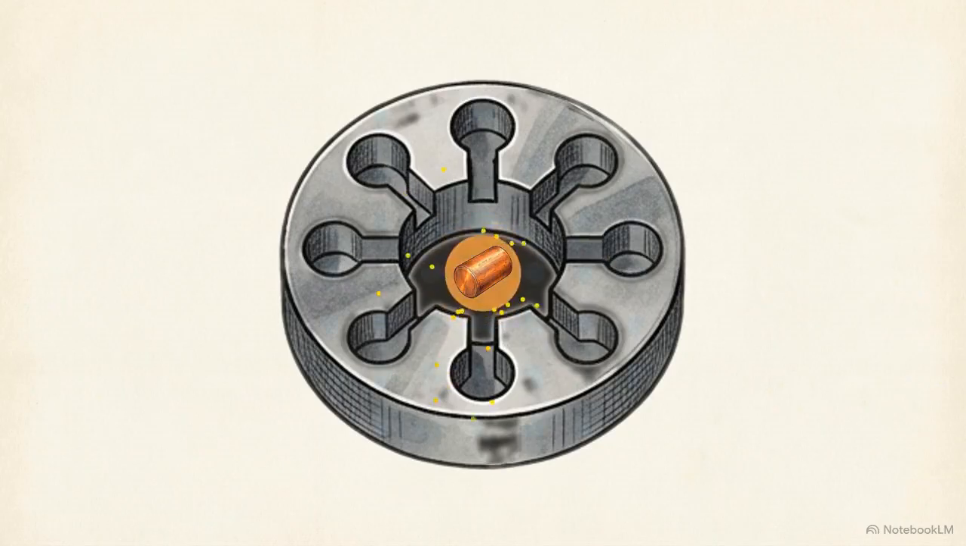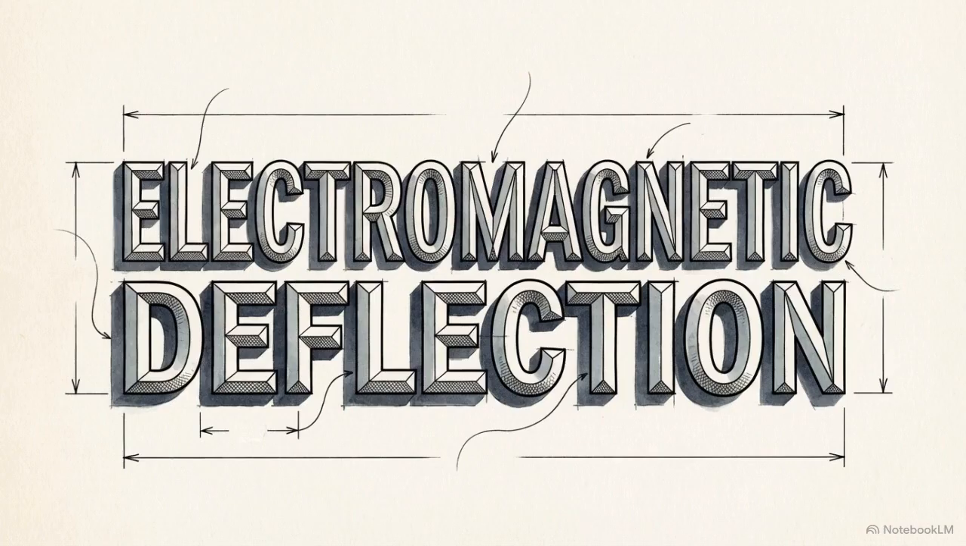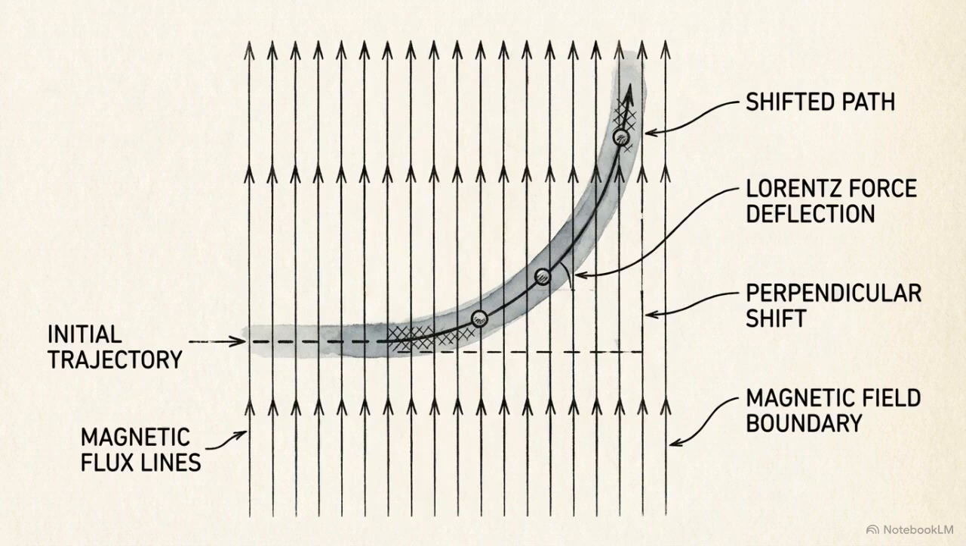To manipulate this flow, permanent magnets are positioned above and below the vacuum tube, driving an external magnetic field straight down, perpendicular to the electron's outward path. This setup relies on the Lorentz force, a physical law stating that any moving electric charge passing through a magnetic field will experience a perpendicular force, physically bending its trajectory.